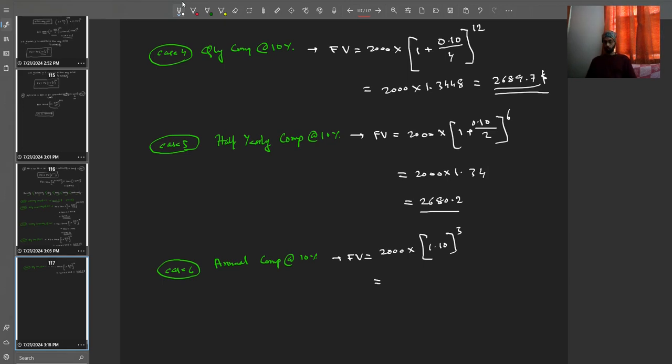So what is the value here, friends? 1.10 raised to the power of 3 is 1.331. So this is 2000 into 1.331. Here the value is 2662. This is the final answer, friends, for annual compounding. And you can see here clearly 2662 is less than 2680. So as the periodicity is going down, the future value is going down. So this is one insight I wanted to share with you from this example.